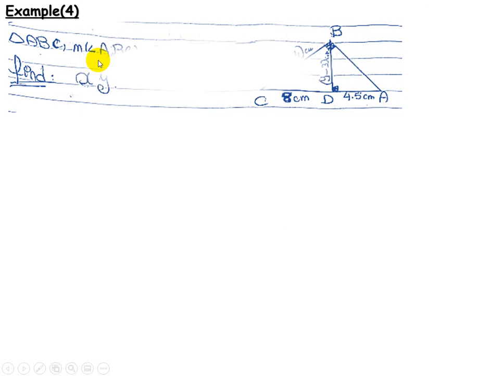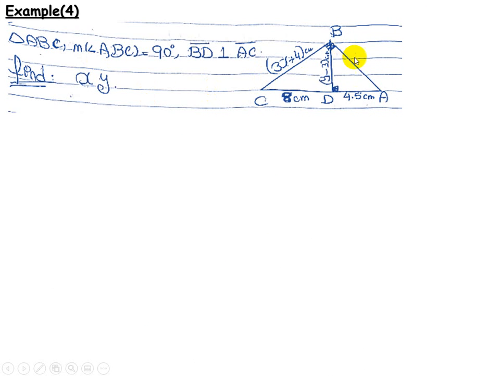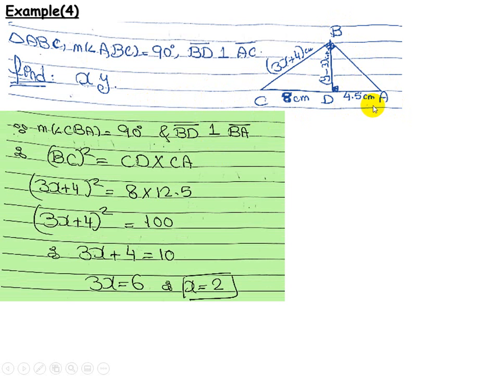Example number 4. In the opposite figure, triangle ABC is a right angle triangle at B, BD perpendicular to AC, BC equal 3x plus 4, BD equal y minus 3, DA equal 4.5, DC equal 8. Find xy.